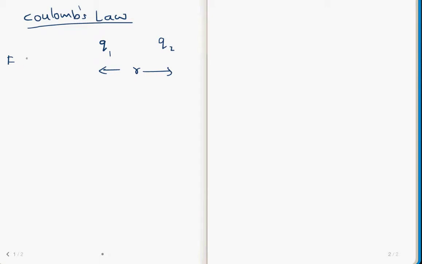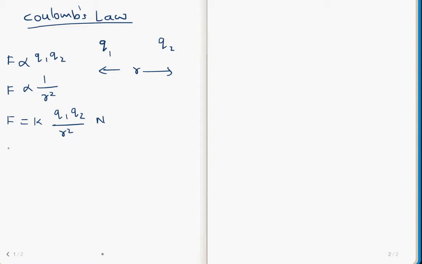proportional to the product of the charges, and it is also inversely proportional to the square of the distance between them. So combining these two, we get F equals K Q1 Q2 divided by r squared newtons. Force is measured in newtons.